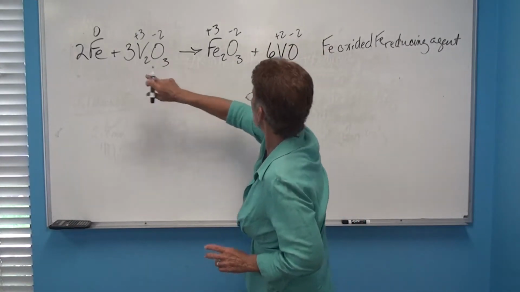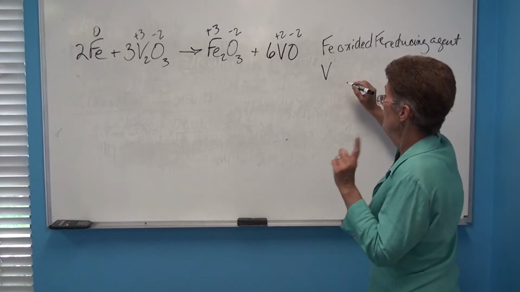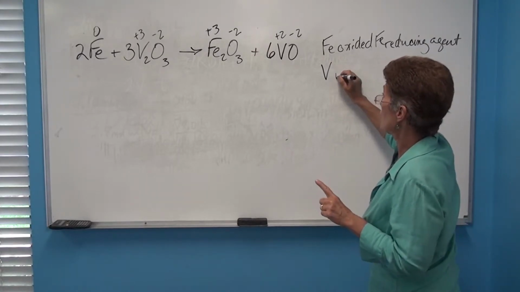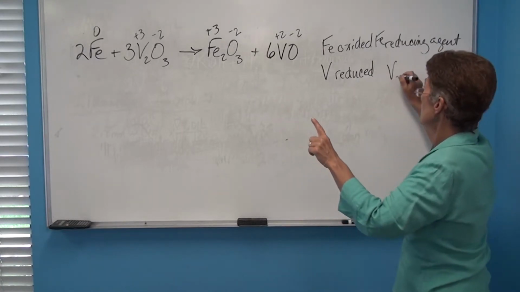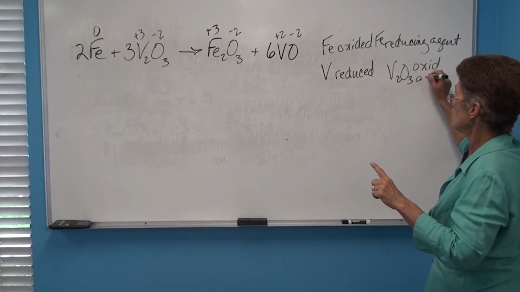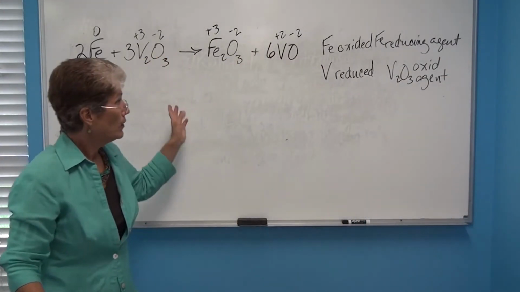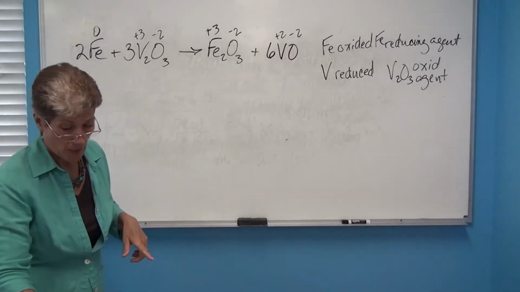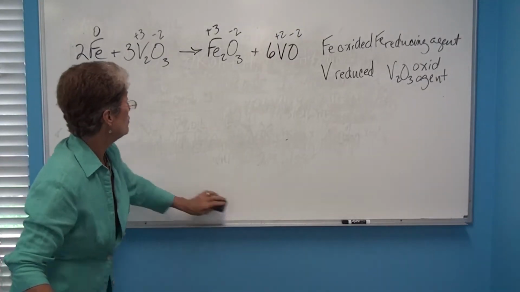V went from +3 to +2, so vanadium is actually being reduced, and so V2O3 is the oxidizing agent because it's the one that's being reduced. And so we've got all the information we were supposed to do there.